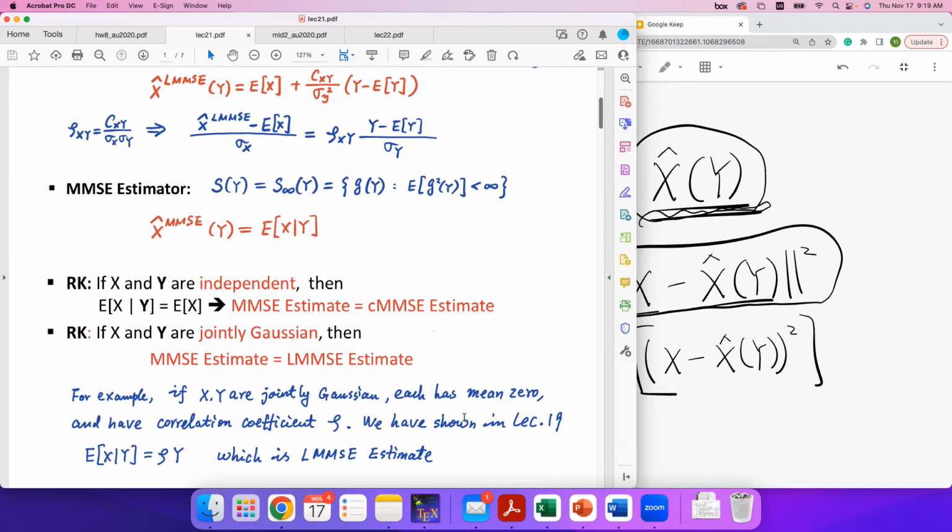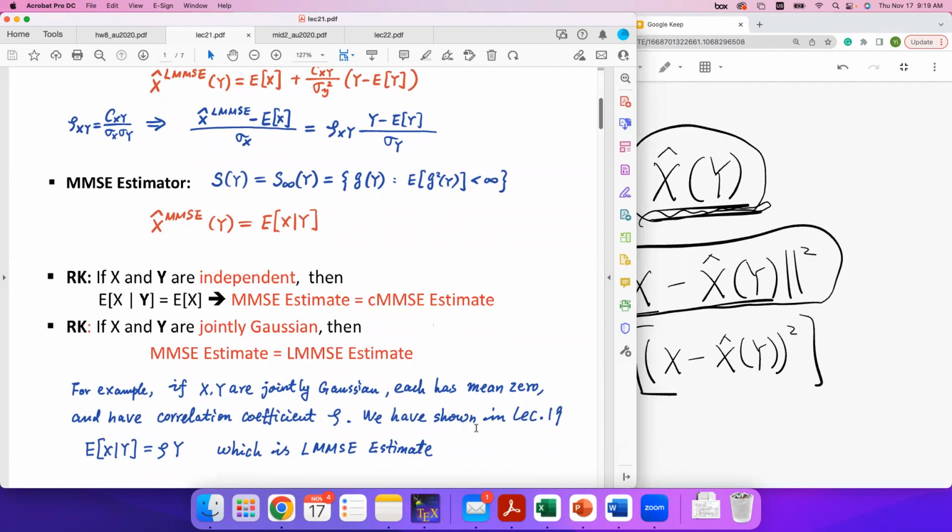In that case, we have shown in the previous lecture that this conditional mean equals the correlation coefficient times the random variable y. You can go back and check lecture 19. So given these conditions, joint Gaussian, zero mean, correlation coefficient rho, we can calculate this conditional mean. In this case, this MMSE estimator is actually rho times y, so it's a linear estimator.